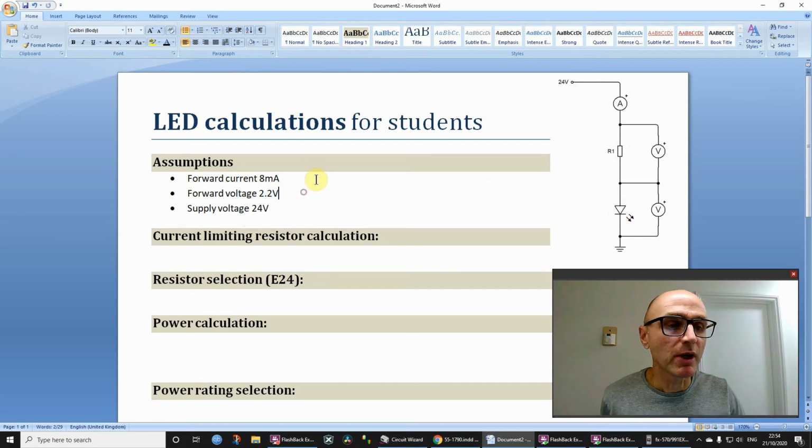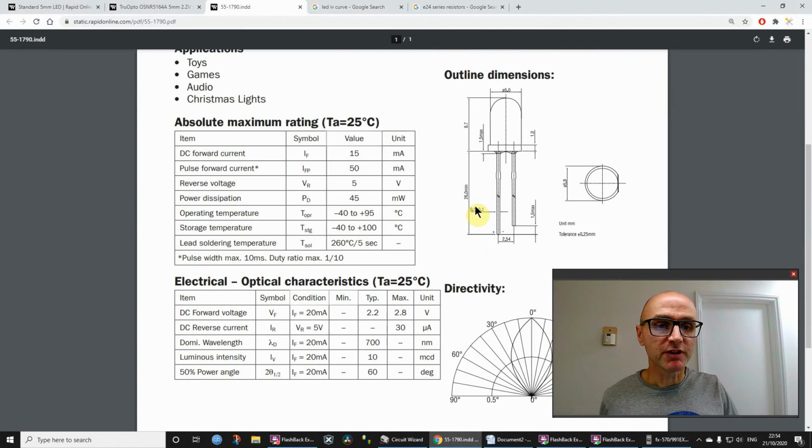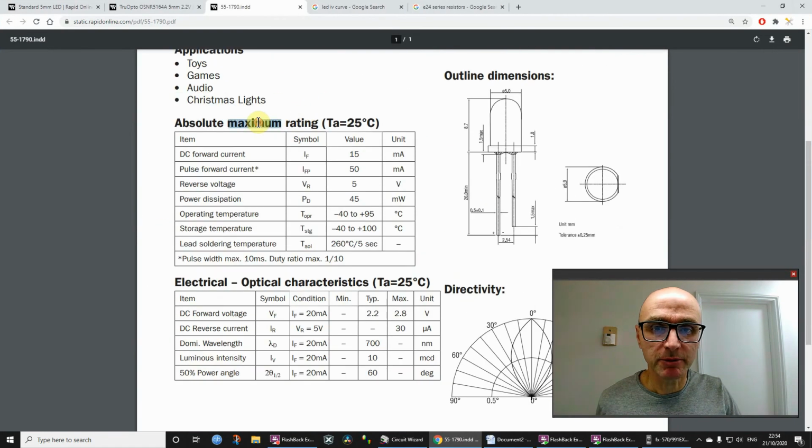Now, where would I get those values from? Well, the supply voltage, that's going to be determined by the circuit and maybe the power supply. The forward current and the forward voltage are going to come from the datasheet. Ideally, hopefully, you've got a datasheet, and maybe you've got something like this, and it's going to give you maximum ratings. So it says your forward current must not exceed 15 milliamps. Must not exceed. By the way, that's IF, the forward current, but that's the maximum.